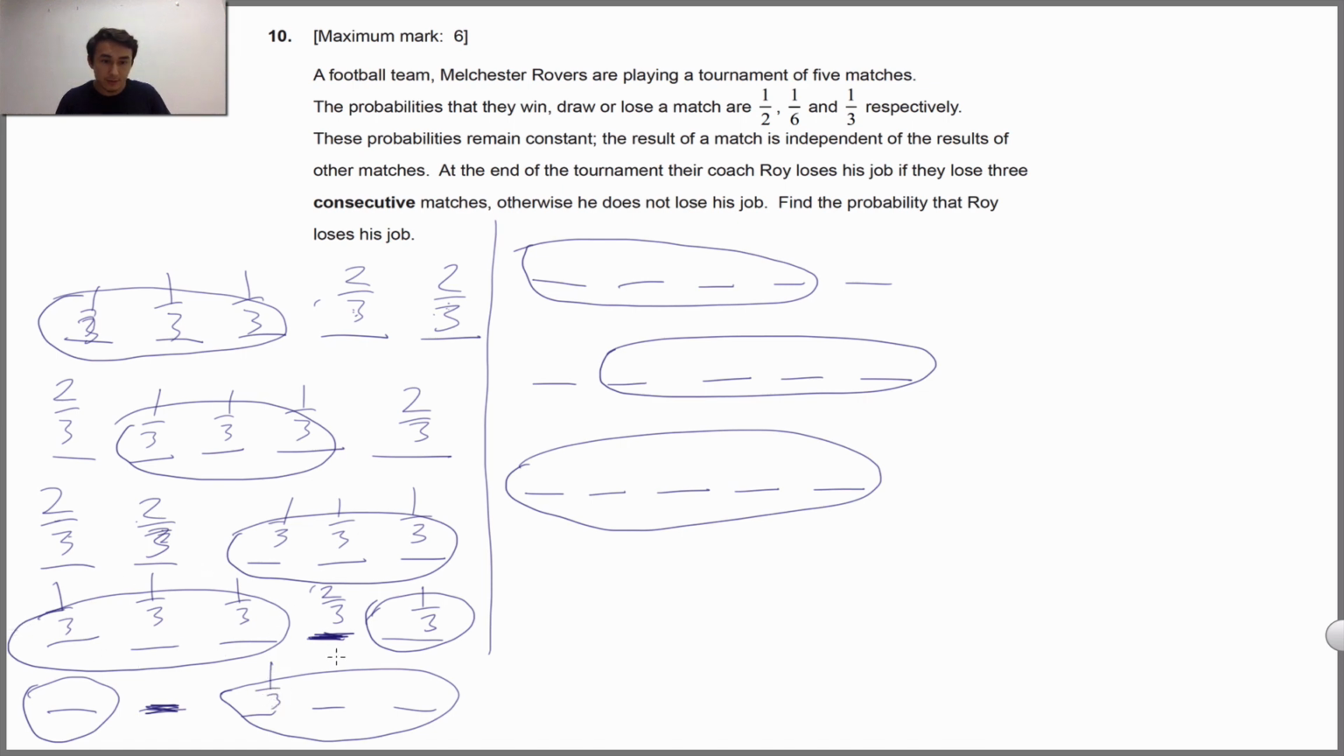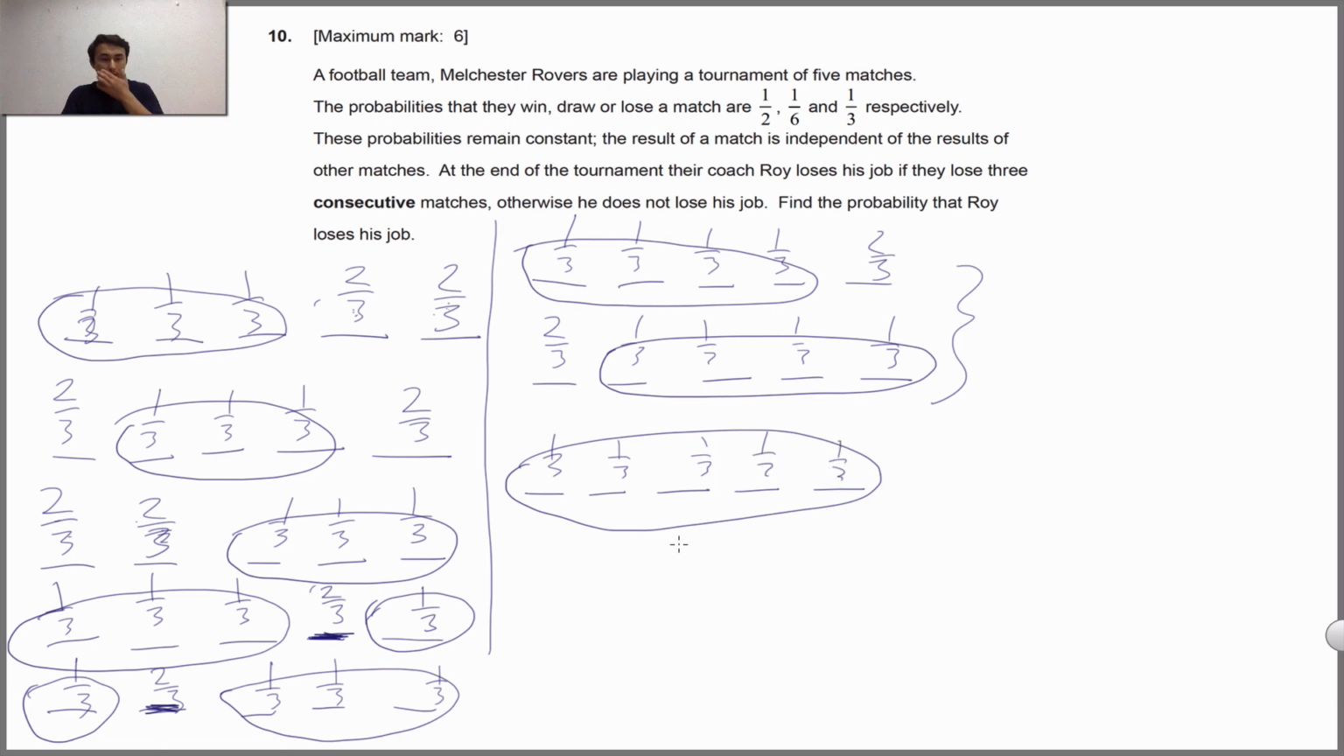So 1/3 here, 1/3, 1/3. This game is also not lost, otherwise it would be 4 games straight. And this game is lost, 1/3. Okay, these 2 cases are when 4 games are lost straight. 1/3, 1/3, 1/3, 1/3, and then 2/3. And then there is 1/3 here, 1/3, 1/3, 1/3, and this game is 2/3. For all of them lost, it's 1/3 for each game.